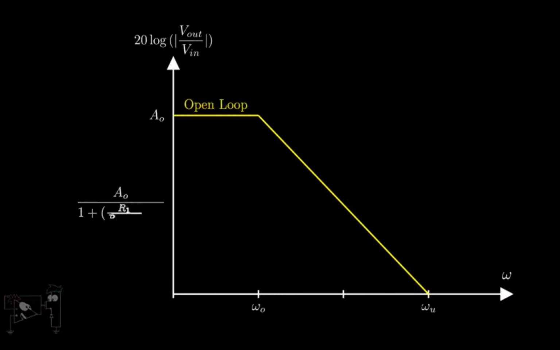In the figure shown, the yellow curve represents the op-amp in open loop and the red curve represents the op-amp in closed loop. In other words, the gain bandwidth product of an op-amp is the same, irrespective of whether it is open loop or closed loop.